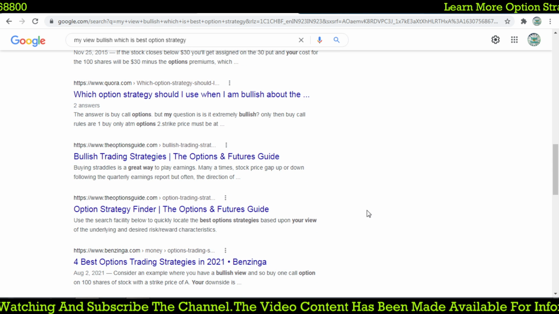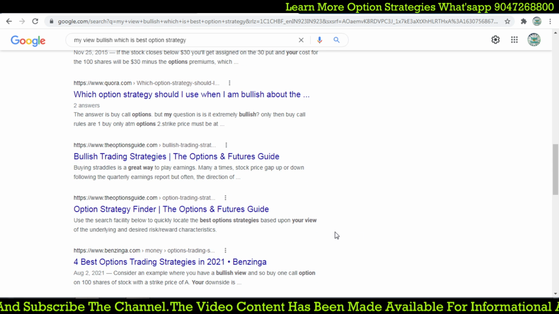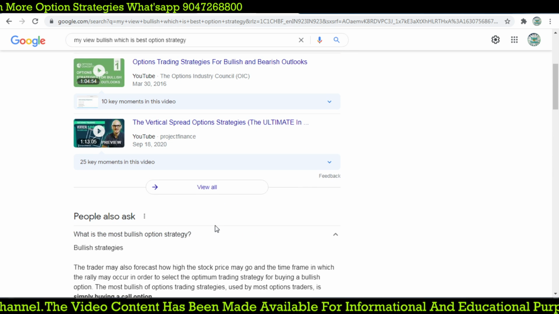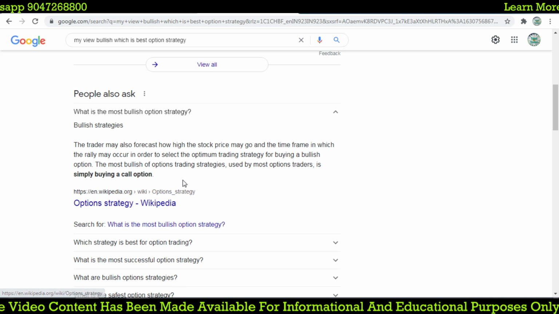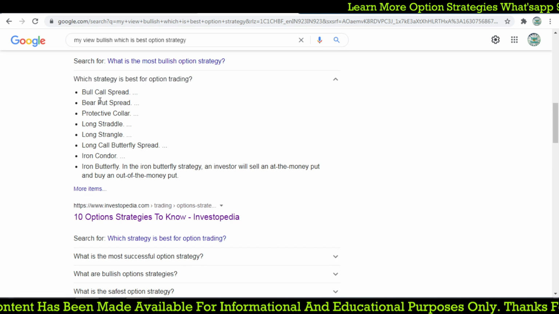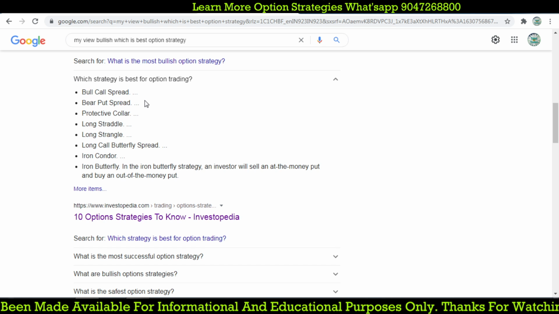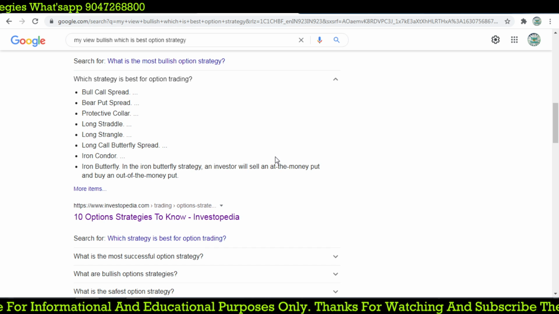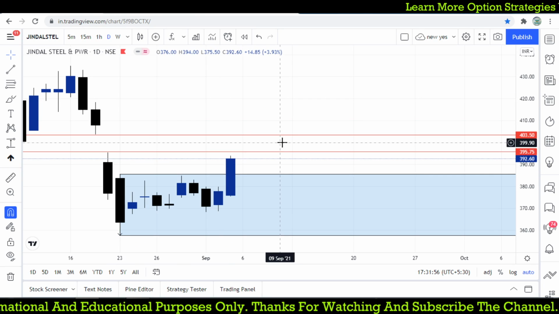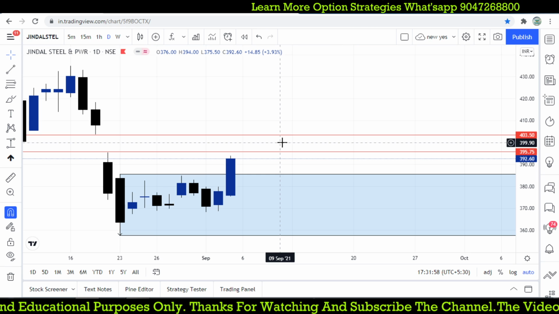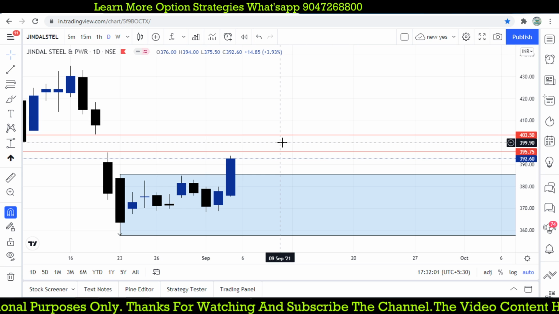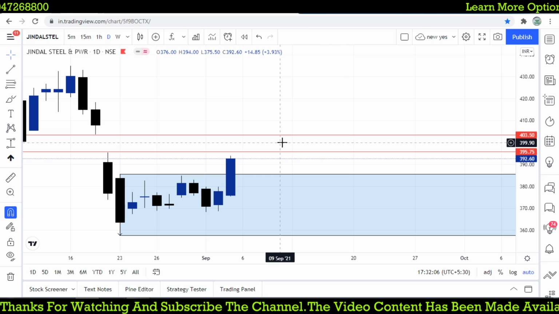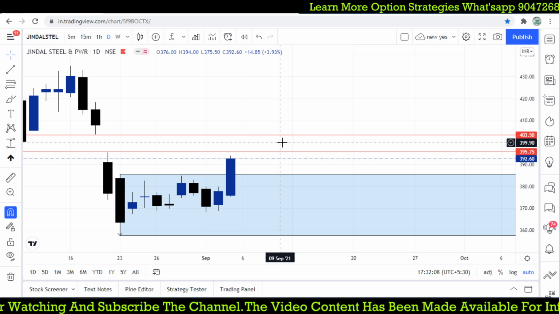So a lot of strategies are there. When we want to find out the direction, what is the most bullish option strategy? Simply buying a call option. A lot of answers: what is the best strategy? Yeah, you get it now. Bull call spread, bear put spread, protective put, long straddle, long strangle. So a lot of things are there. But the initial thing is to find out the direction. Once we get the clear direction, we can use n number of strategies. It is based on our risk and reward that you are going to do it.